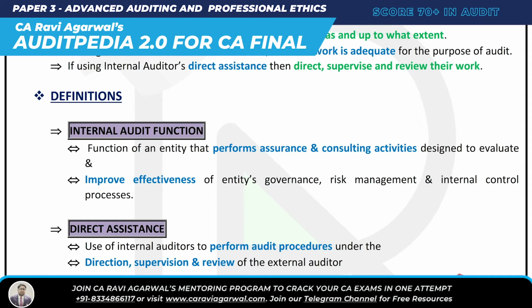Done. Next, direct assistance. See, in the entire chapter there are two things. One: using the work of internal auditor. Here you are not using the internal auditor, no, you are using the work of the internal auditor. This is one concept. Second is direct assistance. Here you are not using the work of the internal auditor, you are using the internal auditor himself. Mind it, people do not understand. Two concepts: using the work of internal auditor, that's the internal audit function, you're using the work, and second is direct assistance.